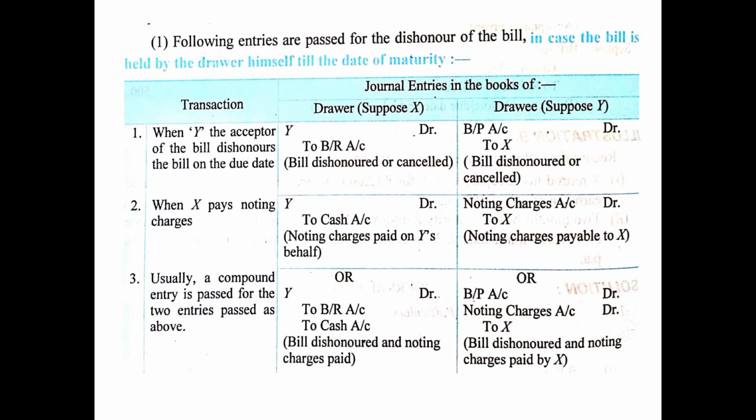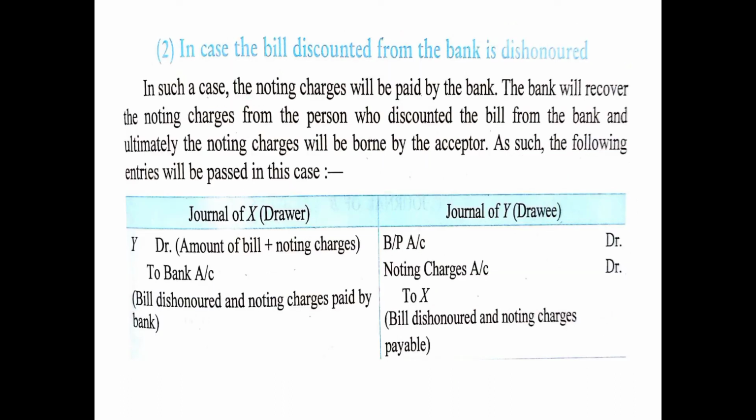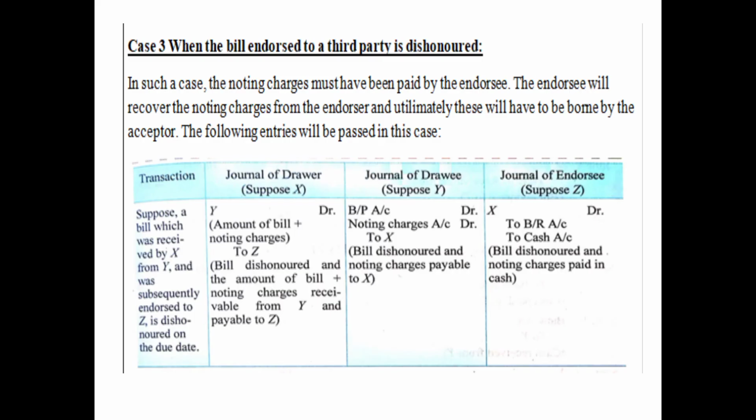This is for dishonor when the bill is retained till maturity in the books of drawer and in the books of drawee, along with the noting charges, very important topic. Then these are the entries for dishonor which you need to pass when the bill is discounted from the bank and is dishonored, taking into account the noting charges. These are the entries which you will be passing when the bill is endorsed to a third party and is dishonored, and you will be passing the entry in the books of drawer, drawee and endorsee, taking into account noting charges, children.